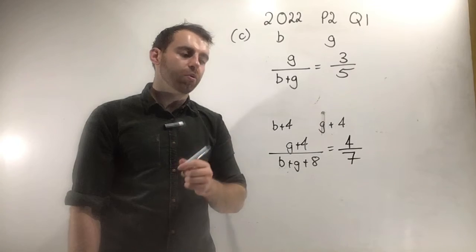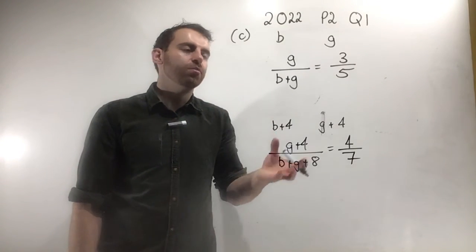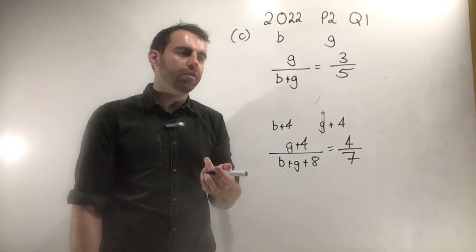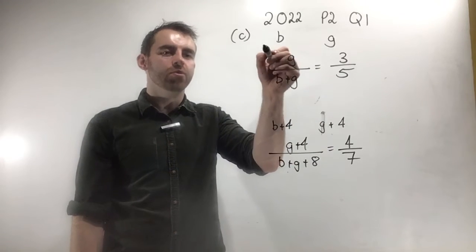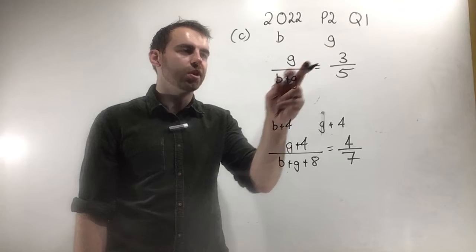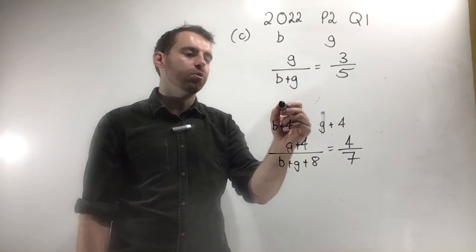So now I have 2 equations and 2 unknowns. I'm going to be able to solve it. However, let's simplify it a little bit. I think that's the key. If you get that, the rest of the question is straightforward enough. What I would do here, to get rid of the fraction on the right, I'd multiply both sides by 5. To get rid of the fraction on the left, I'd multiply both sides by B plus G. Some students think of that as cross multiplying.